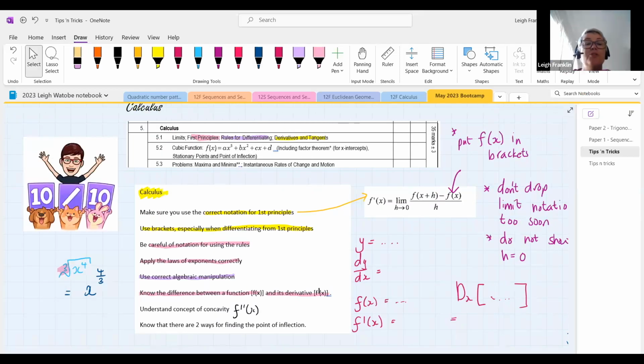You also need to make sure that you understand the concept of concavity. Do you want me to go through concavity again and what it means?